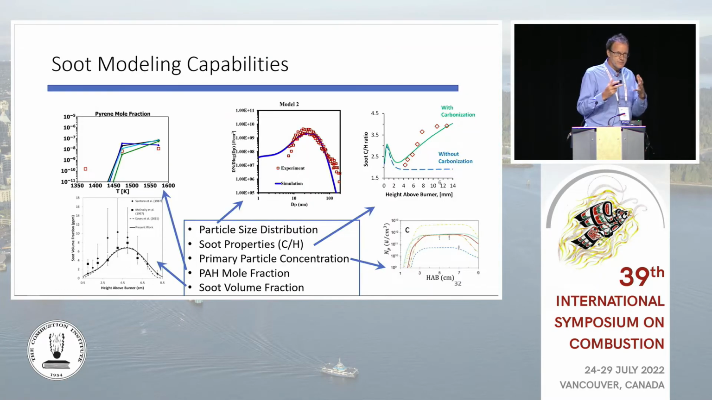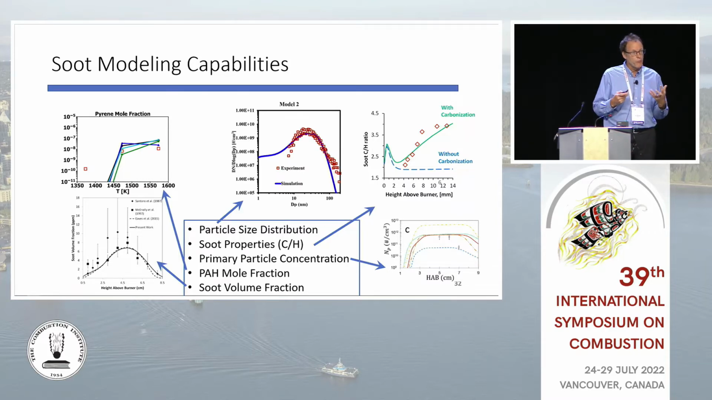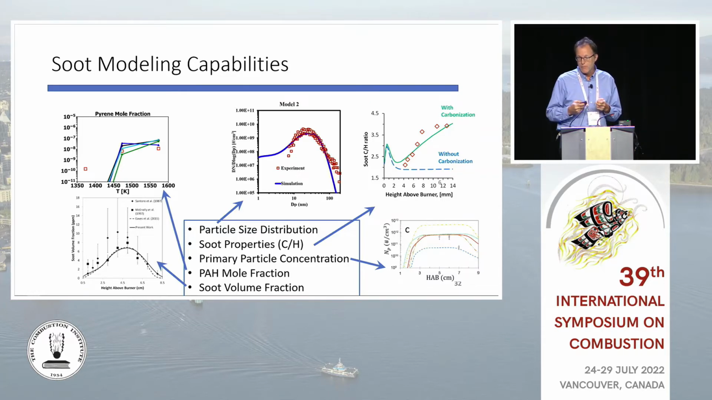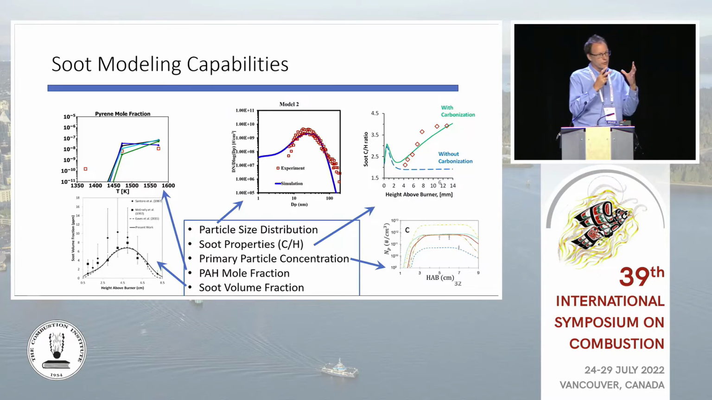Now, I've talked about soot modeling and some of the limitations and simplification issues that are out there, but I want to come back and say that we've made a lot of progress. We've been able to model particle size distribution and soot properties such as carbon to hydrogen ratio, primary particle concentration, PAH mole fractions, and soot volume fractions. We have been able to successfully model a wide range of properties of soot, and that's good news, right? However, what's needed now is to develop models where you can take the exact same model and apply it to a wide range of conditions, pressures and temperatures, and still get good prediction ability. That's something that still needs to be worked on.